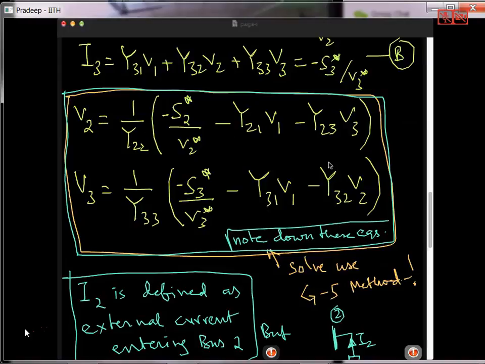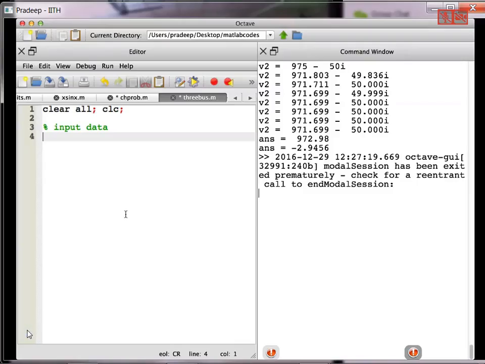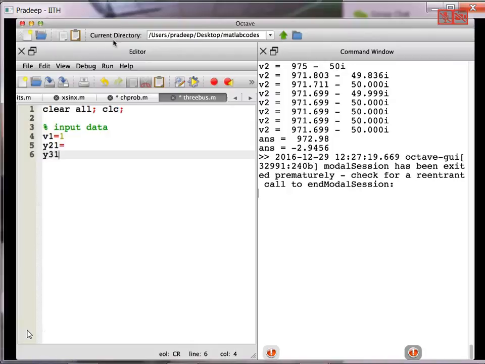So can you just note down these equations in a book or pen, because I am going to type the same equations in MATLAB. Meanwhile I am just going to MATLAB. V2 I don't know, V3 I don't know. Y21 equal to. What else do I require? Y31 equal to. And what else do I require?